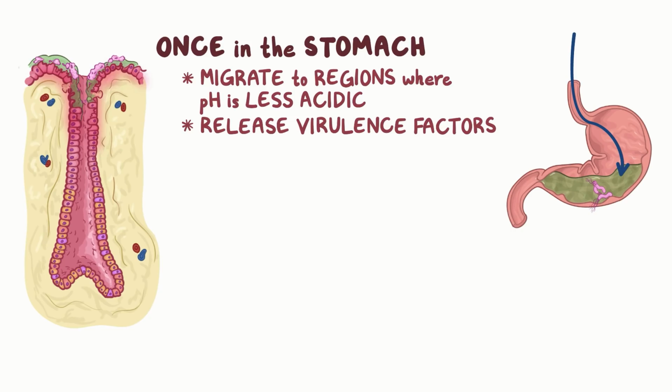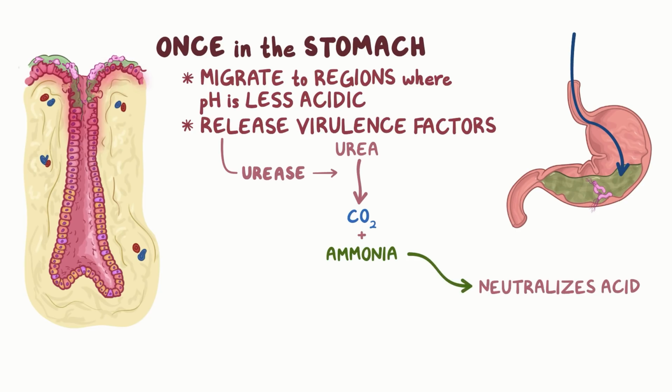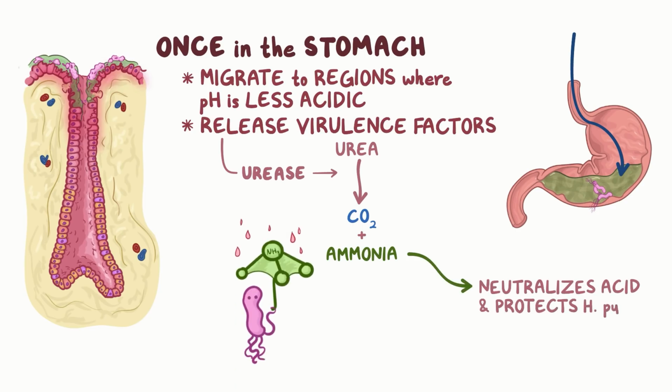One of the most important enzymes for their survival is urease, because it converts urea in the gastric juices to carbon dioxide and ammonia. Ammonia, which is basic, locally neutralizes the acid gastric environment and protects H. pylori from the harsh, acidic environment of the stomach.